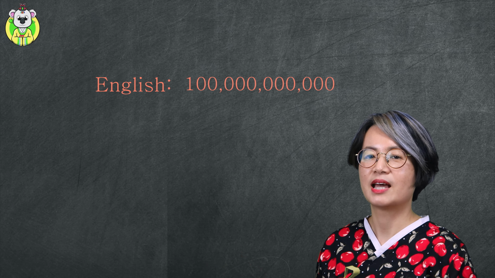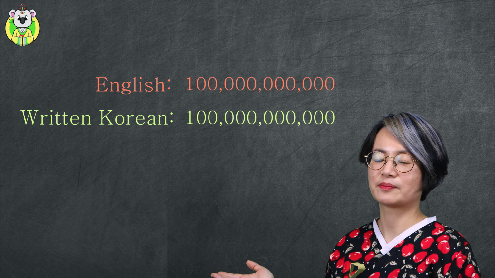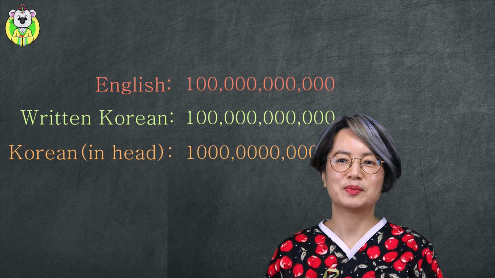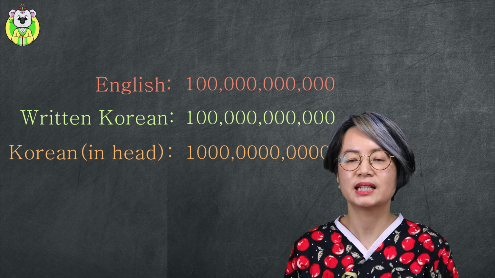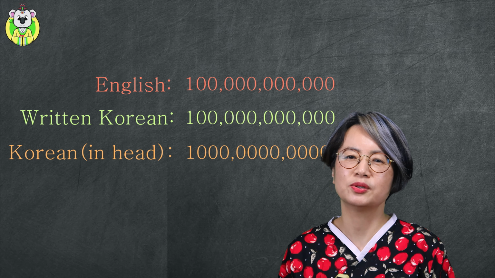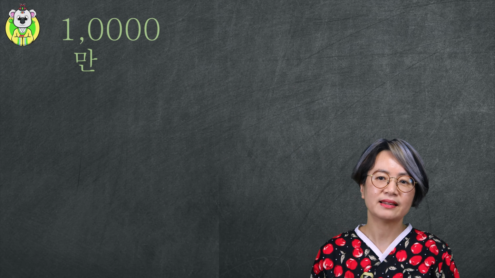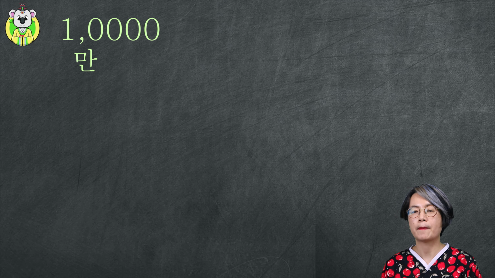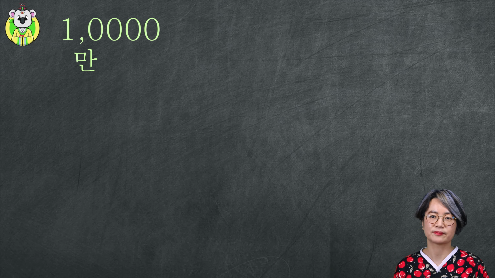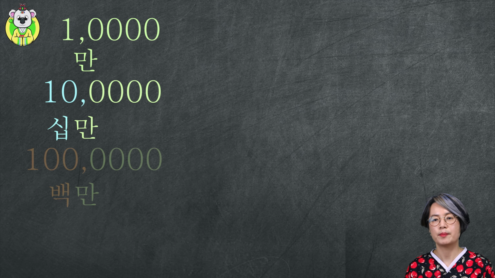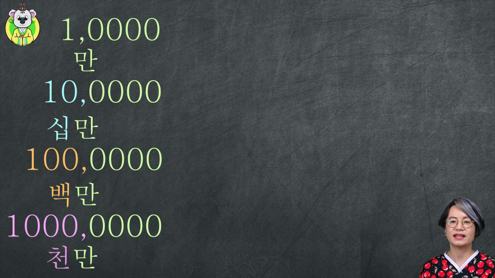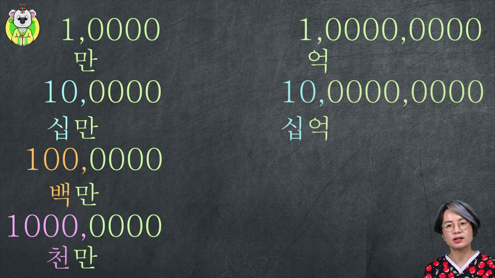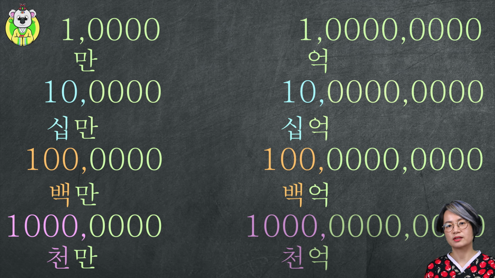English and written Korean number. But in their head, as long as you remember Korean numbers are divided up into 4 instead of 3 digits, it shouldn't be too hard to read. 10,000 is 만. After that, you just add 10, 100, 1000 in front of 만. So 10만, 100만, 1000만. And then finally, 억. After 억, it's 10억, 100억, 1000억.